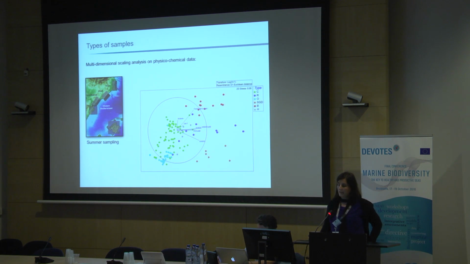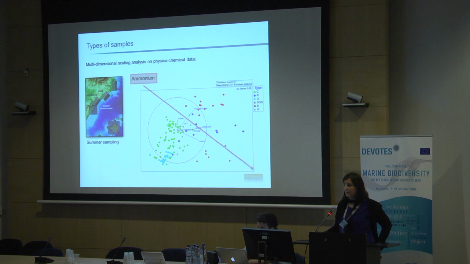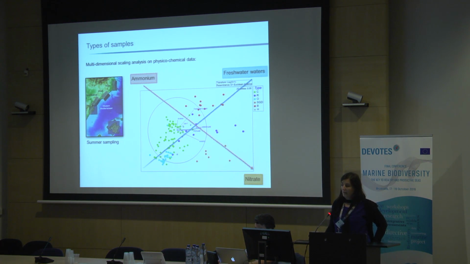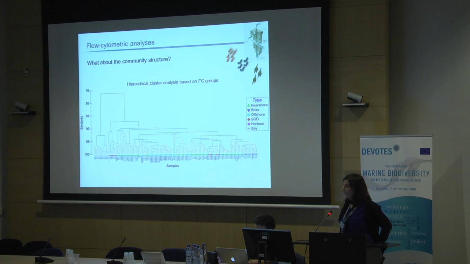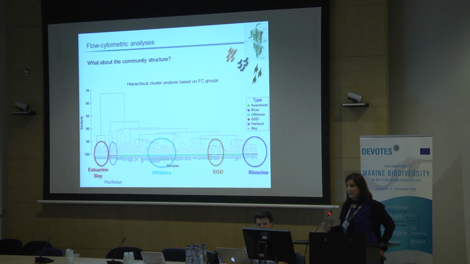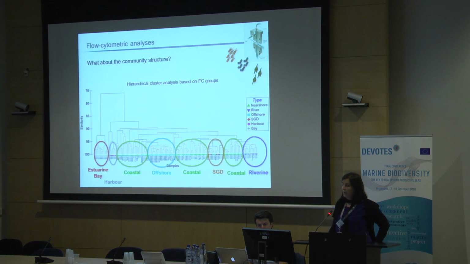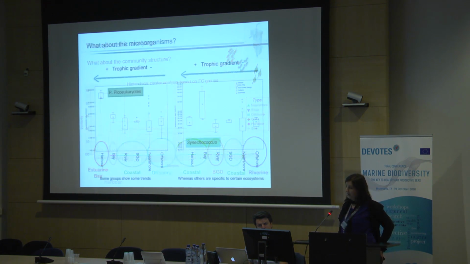So we analyzed the data from these stations based only on the physicochemical data. What we observed is that we can group the stations primarily based on the concentration of ammonium and nitrate and also on the freshwater content. But there is a pool of coastal stations subjected to different pressures that we cannot clearly distinguish. If we analyze the same stations based on the biological data from flow cytometry, again, it's easy to distinguish the stations based on freshwater content or the very impacted areas, but in the coastal areas we have a gradient that we cannot clearly distinguish based on the flow cytometry data.